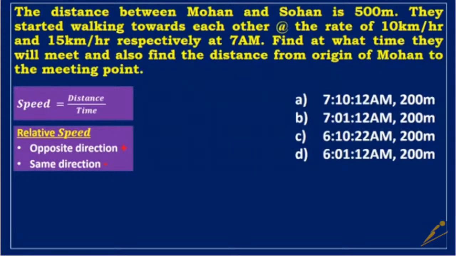Example 2. The distance between Mohan and Sohan is 500 meters. They started walking towards each other at the rate of 10 km per hour and 15 km per hour respectively at 7 a.m.